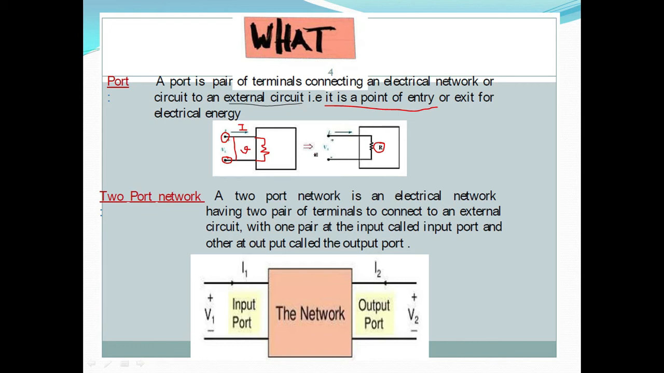Then we move towards the two-port network. A two-port network is an electrical network having two pairs of terminals to connect to an external circuit. Here is one pair of terminals and here is the other pair, meaning here is the input port and here is the output port. One pair is for the input port and one is for the output port.